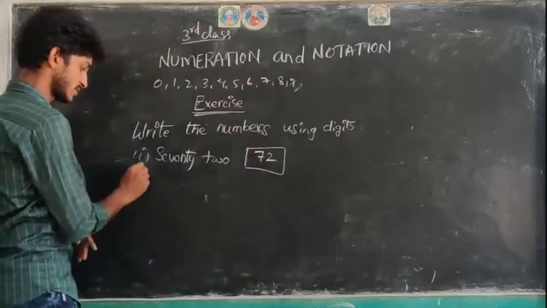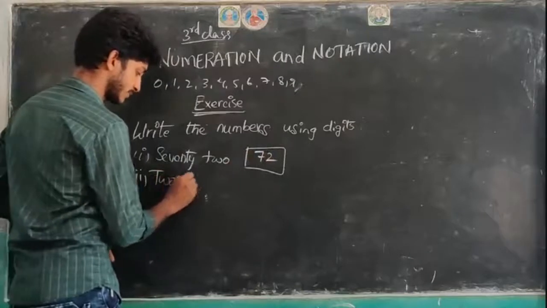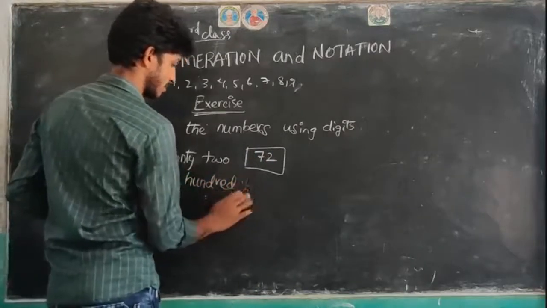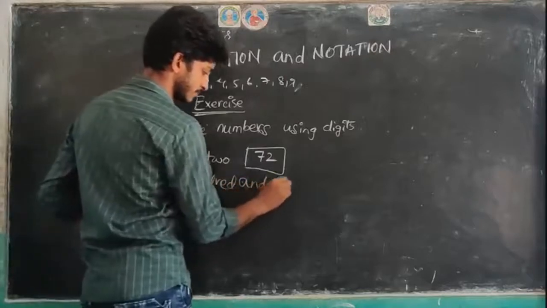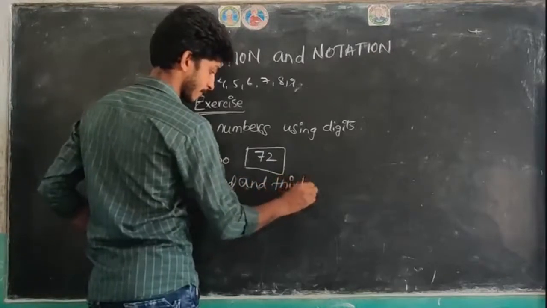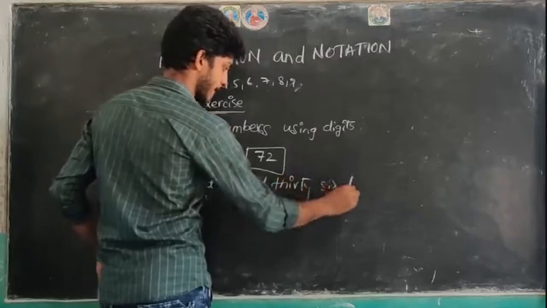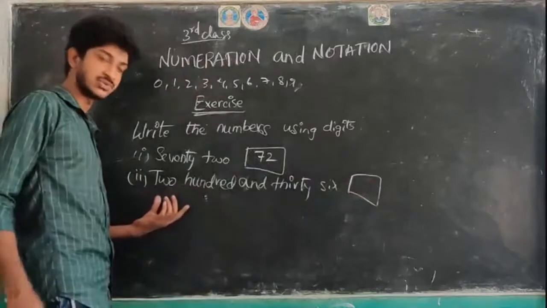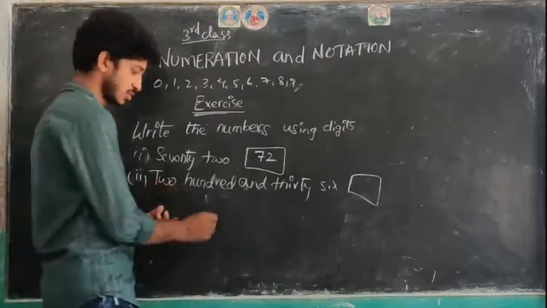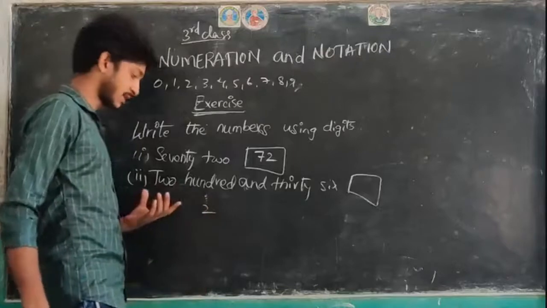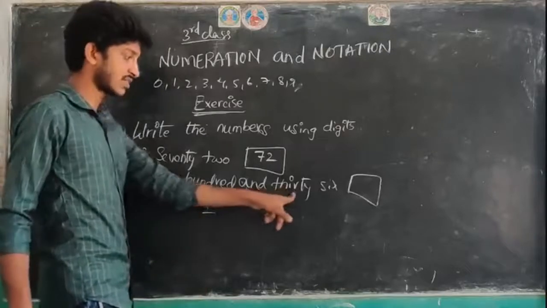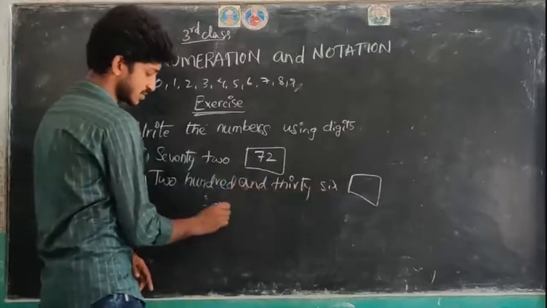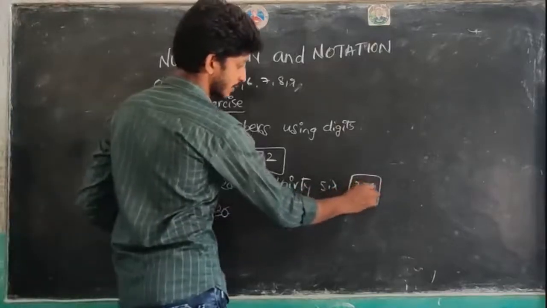And second one is 200 and 36. Here, up to hundreds. So what is the number in hundreds place? 2. So we can place 2 here, hundreds place 2, and 36. In tens place we have 3 and in ones place we have 6. 236 is the number.